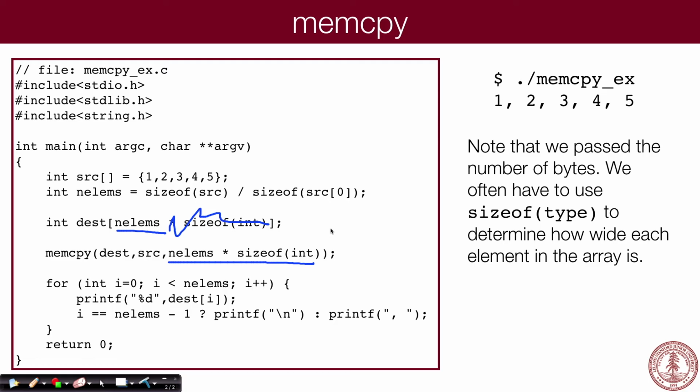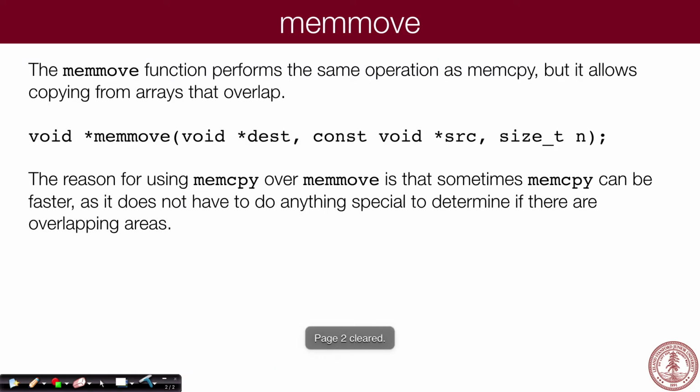Yep. So the function signature of memcpy says that it returns a void pointer. So what does it return? It returns the destination. So you pass it and it returns it back to you. That's all it is. Okay. All right. Let's move on to memmove. Memmove is exactly the same, except that now you can have overlapping parts.